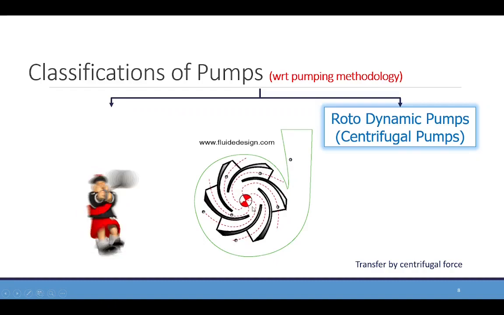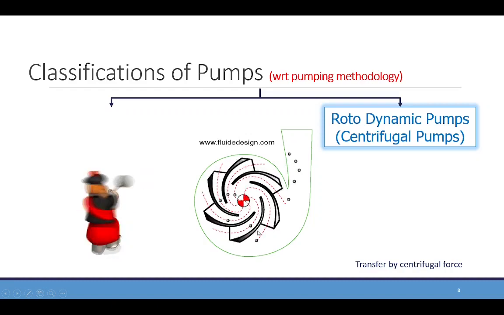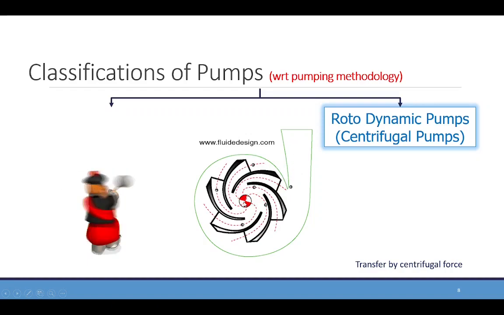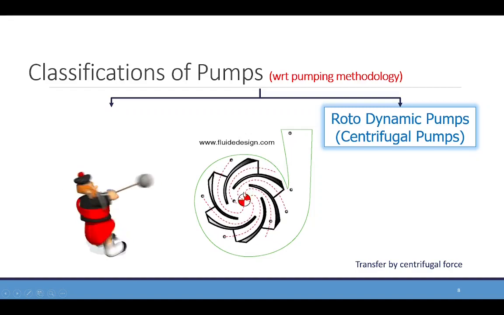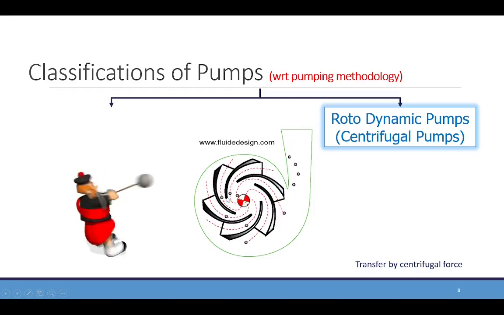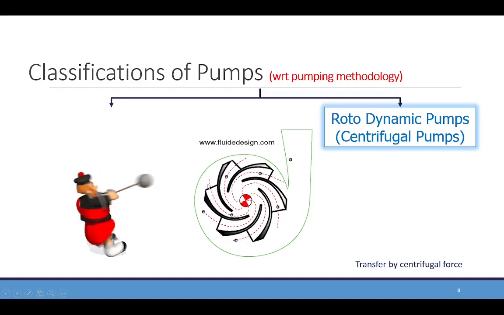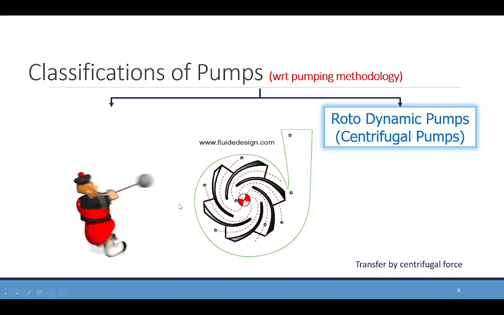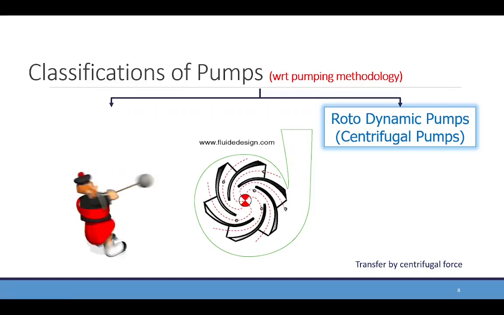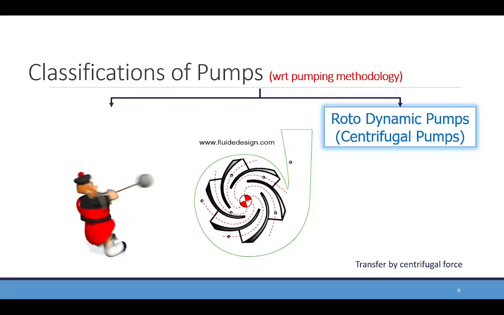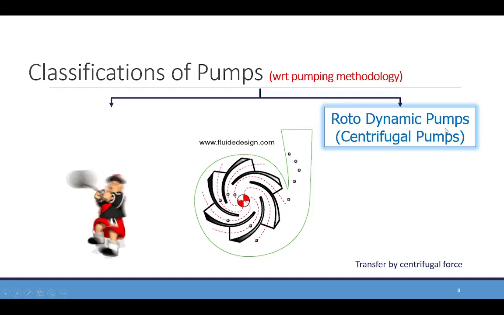The water here is coming from the inside, and because of the action of the impeller, which is revolving, a centrifugal force will be generated, acting on the particles of the water and causing them to be expelled outside. So the pumping mechanism here is because of the action of the centrifugal force, not because of the physical displacement of the water particles. So this is what's called the centrifugal pumps or the rotodynamic pumps.